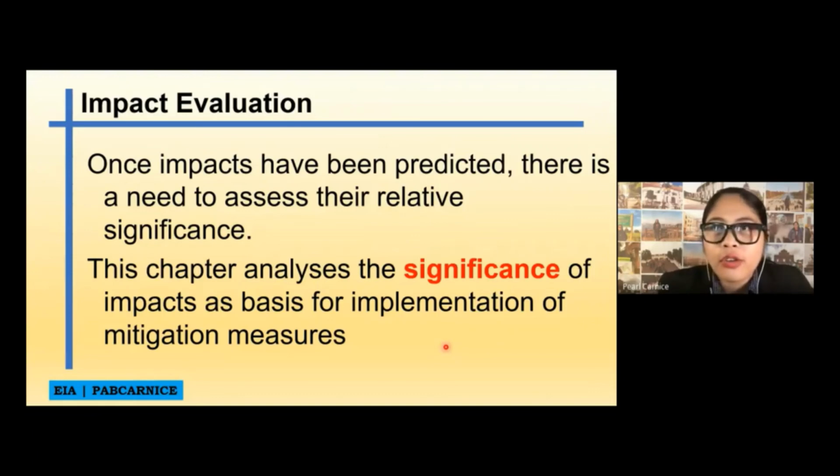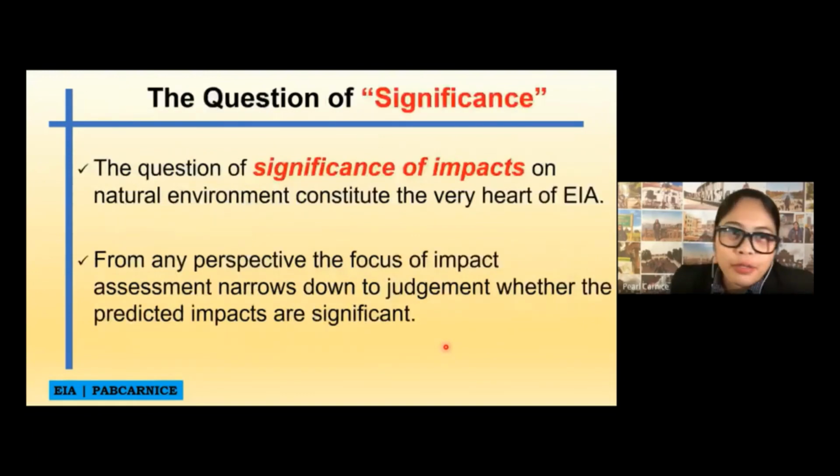So, of course, as we've discussed in the previous meetings, every time there is an adverse impact, the best thing we can do, or the very main reason that we have an EIA study, is, of course, to have mitigating measures for whatever may be the adverse impact of the specific project or activity. So the question of significance of impacts on the natural environment constitutes the very heart of the EIA.